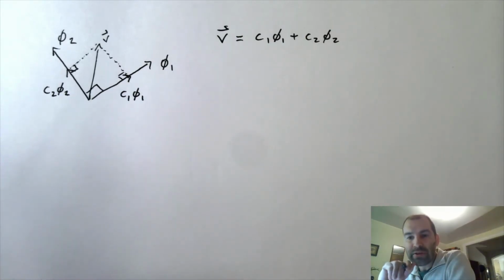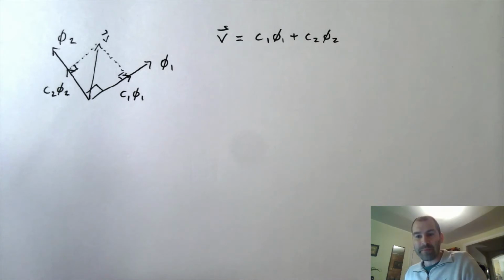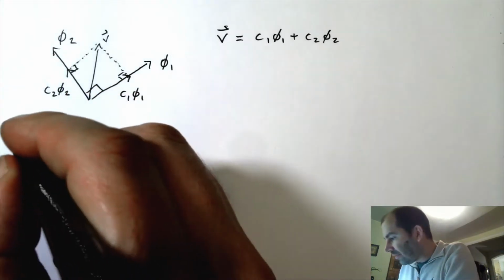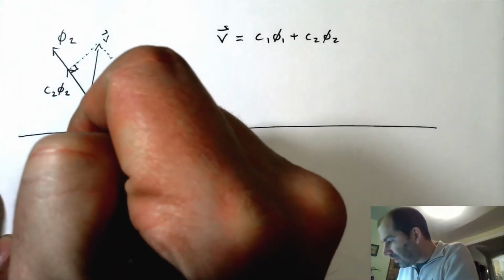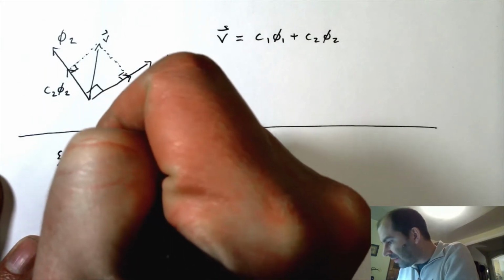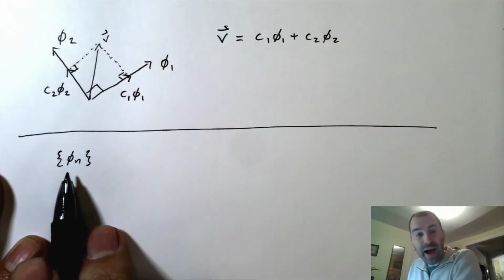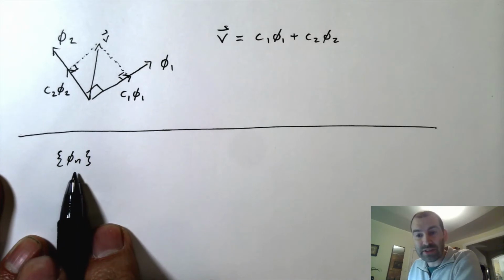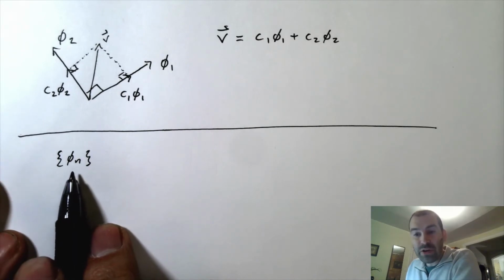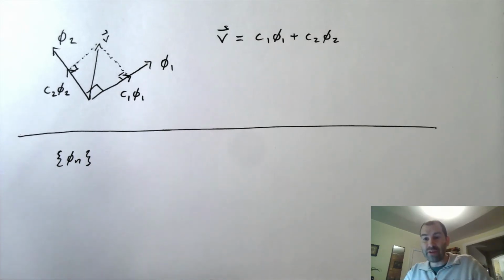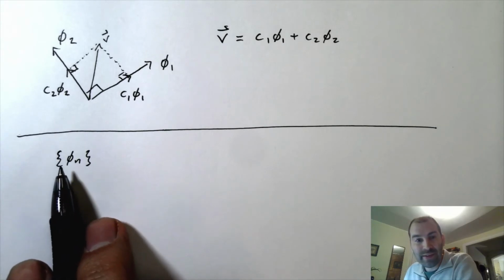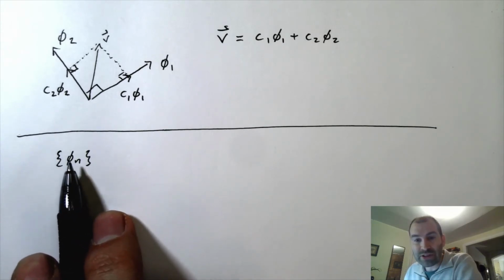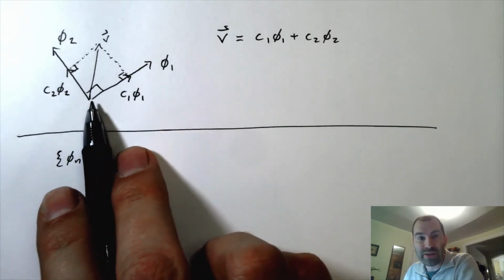So what we want to do is do the same thing with our functions. What we have is this infinite set of orthogonal eigenfunctions. So what we're going to do is take our function f and project it onto these eigenfunctions, just like we project v onto these vectors.